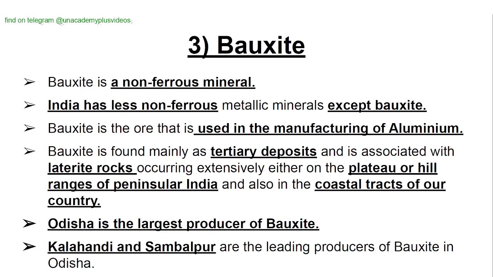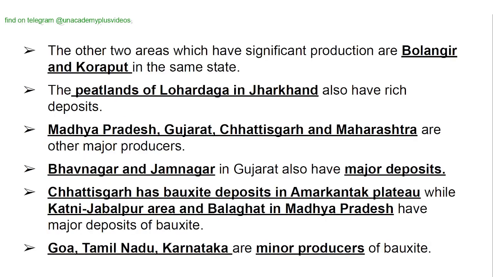Odisha is the largest producer of bauxite. Kalahandi and Sambalpur are the leading producers of bauxite in Odisha. The other two areas which have significant production are Bolangir and Koraput in the same state. The peatlands of Lohardaga in Jharkhand also have rich deposits.